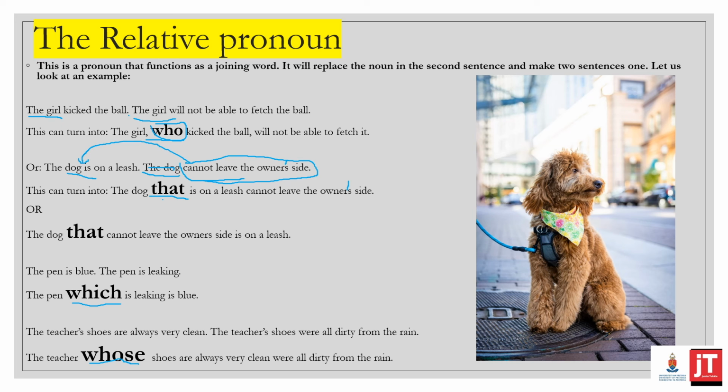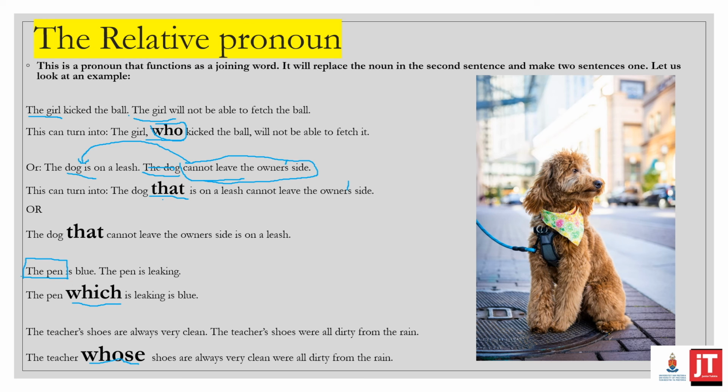Okay, let's have a look at the pen over here. Pen, I'm down here, guys. Do you see where I'm moving my marker? The pen is blue. The pen is leaking. The pen which is leaking is blue. You could say the pen that is leaking is blue as well, but which just sounds more professional. This pen which happens to be leaking is blue.